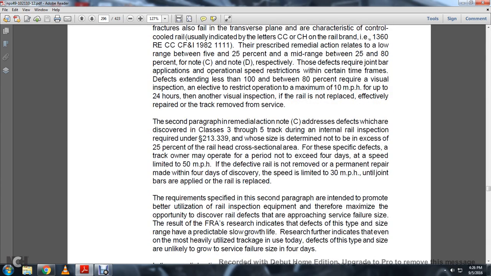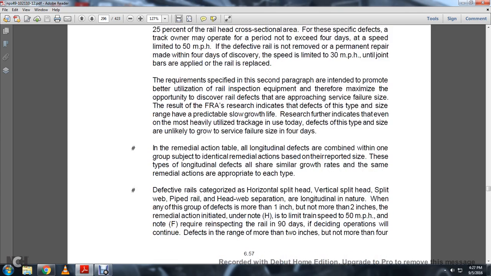The second paragraph in the remedial action table takes a note to address defects discovered in Class 3 through F during the internal rail inspection required in 213.339, whose size is determined not to be excessive, up to 25% of the railhead cross-sectional area for the specific defects. The track owner may operate for a period not to exceed 4 days at a speed limited to 50 miles an hour. If the defect is not removed by permanent repair within the 4-day period, the speed is limited to 30 miles an hour until the joint bar is applied or the rail replaced.